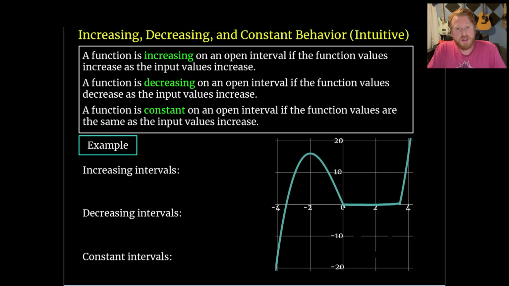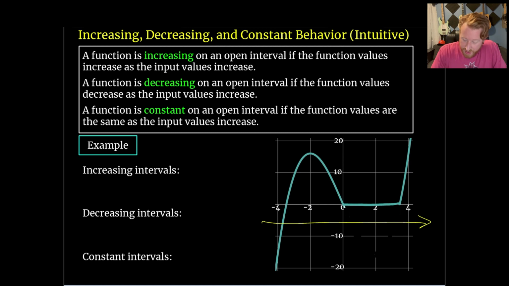So on the first page here, we have a more intuitive side of definitions for increasing, decreasing, and constant behavior. Hopefully there are no surprises here. As we look at function inputs moving from left to right, is the function value also increasing as it moves from left to right? Is it decreasing, moving down as it moves from left to right? Or is it staying the same as it moves from left to right?